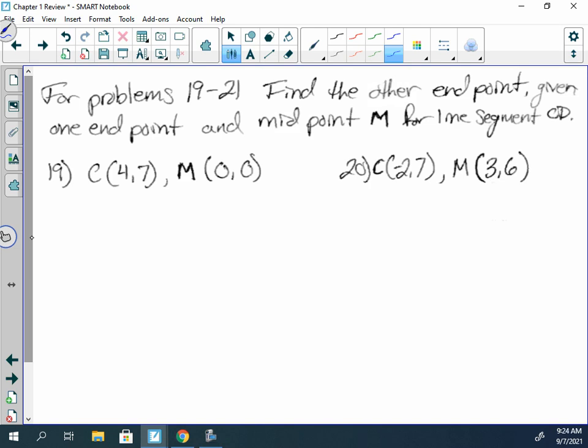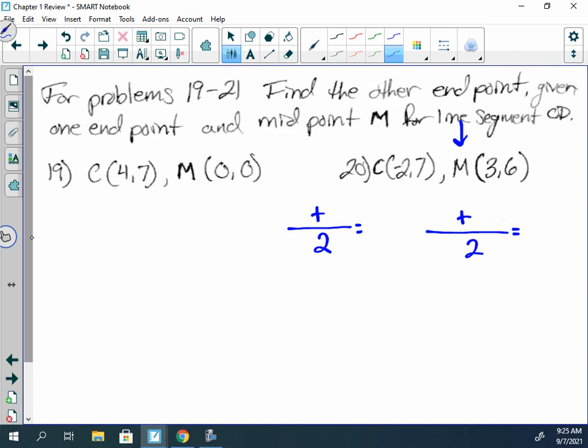Find the other endpoint given one endpoint and midpoint M for line segment CD. Now again, it kind of told us that point M is the midpoint. So it gave us an endpoint and a midpoint. So do we know what the other endpoint is? No.